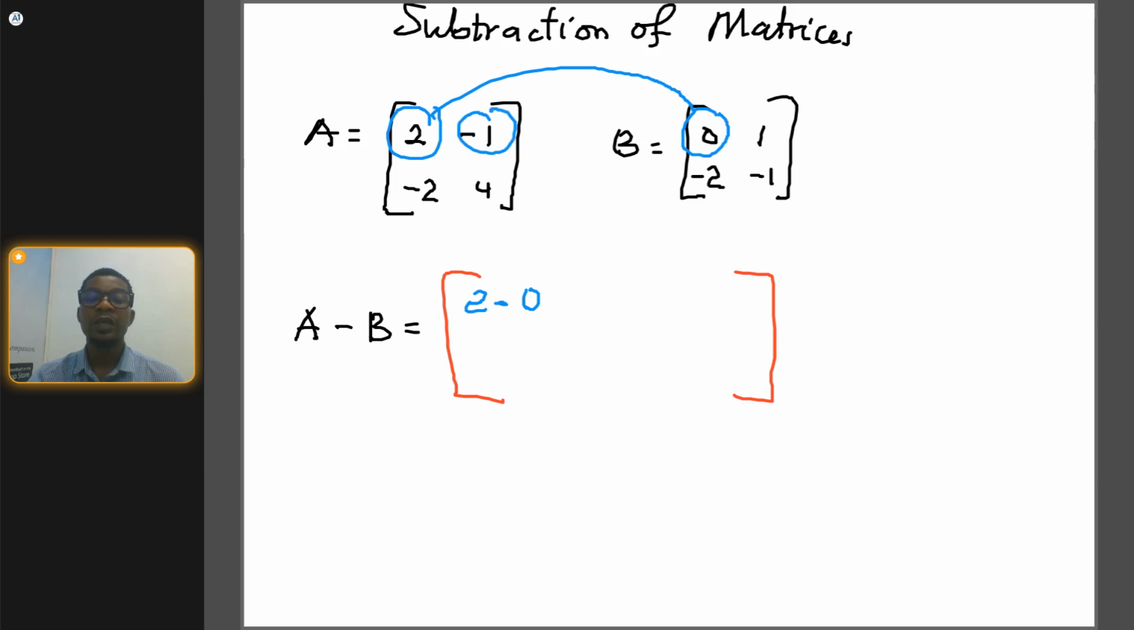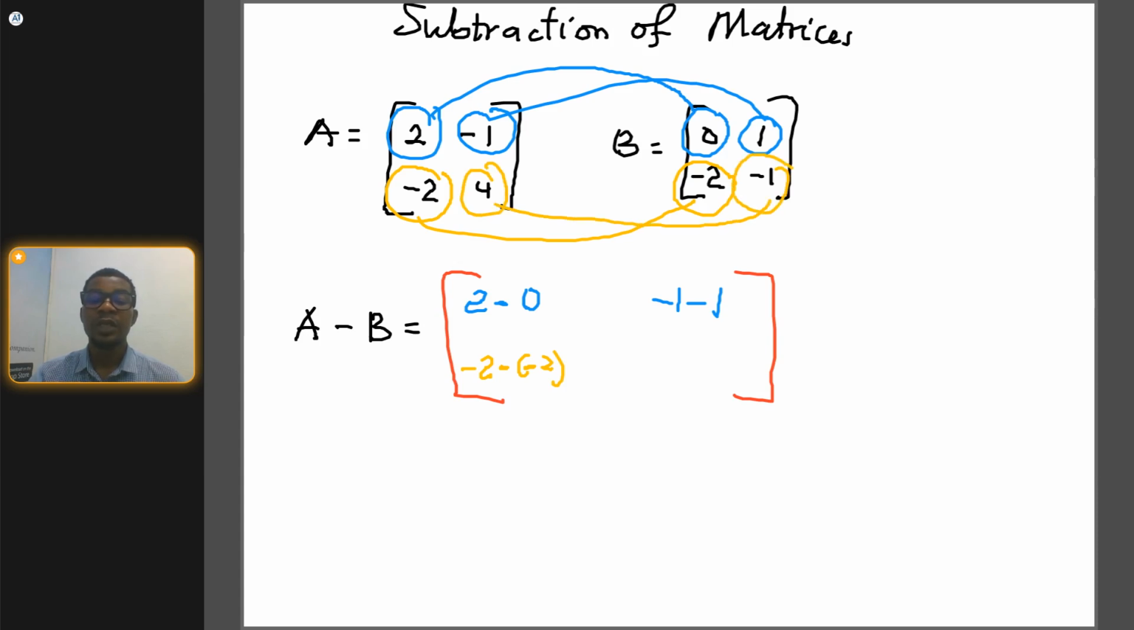-1 is corresponding to 1. That is -1 minus 1. For the second row, -2 is corresponding to -2. So that will give us -2 minus in brackets -2. And 4 is corresponding to -1. That is 4 minus in brackets -1.